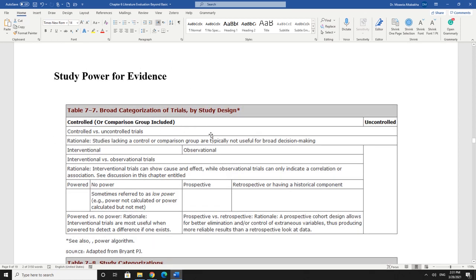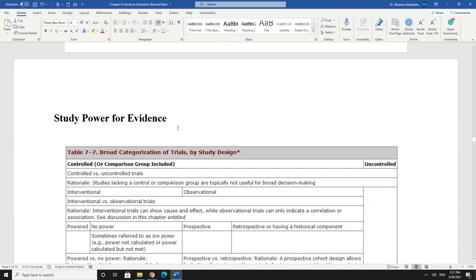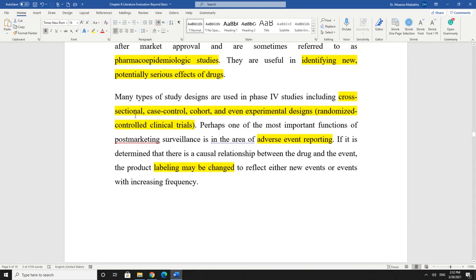Here you will see, of course after we completed the studies, now you should know how you rank the study with regard to its power for evidence. Meaning when I want to provide evidence, which one is strongest? Is it the case study? Is it the cross-sectional study? Is it the case control? Is it the controlled clinical trial?